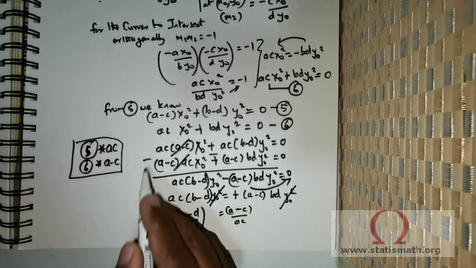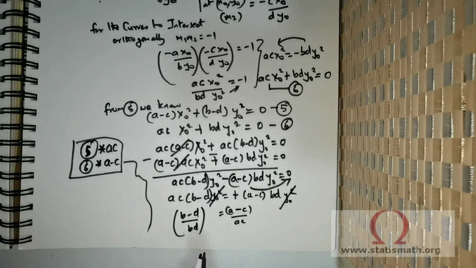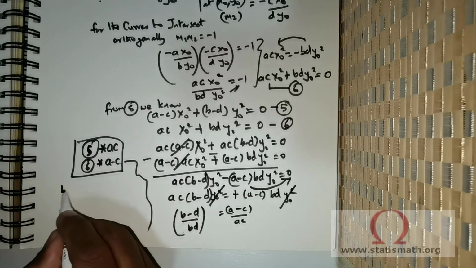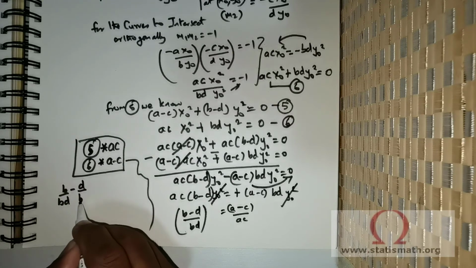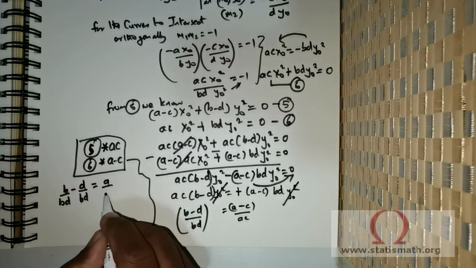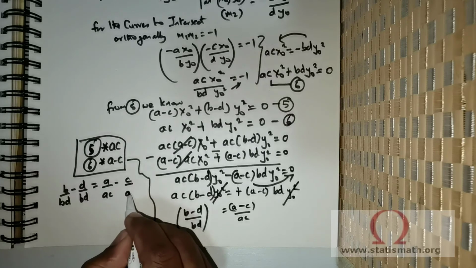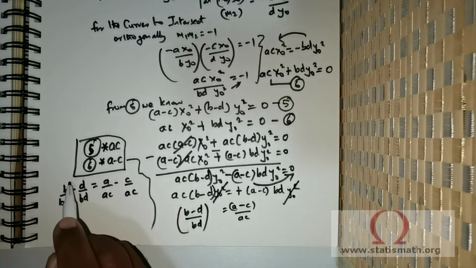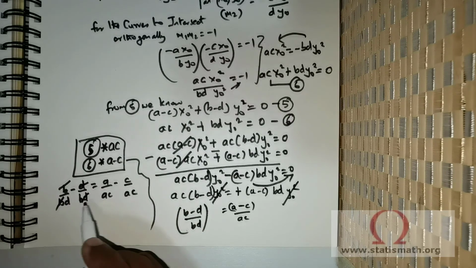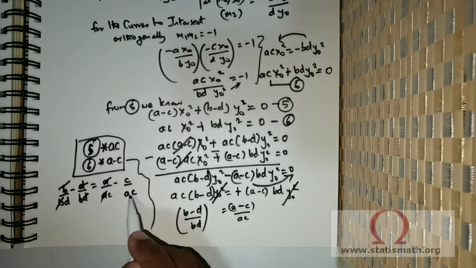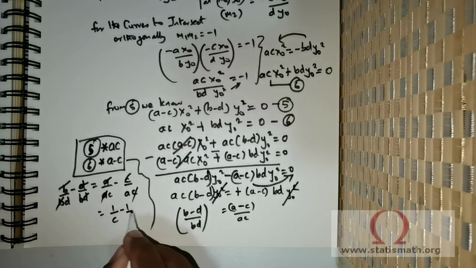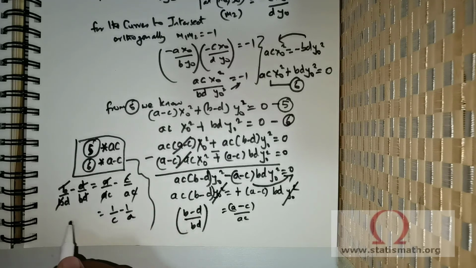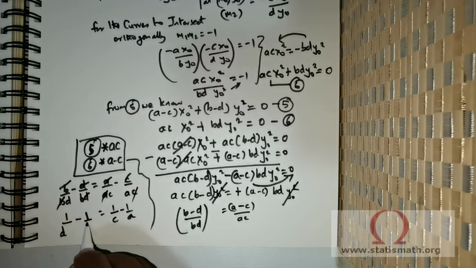Now from algebra, I can rewrite this as b divided by BD negative d divided by BD is equal to a divided by AC negative c divided by AC. Now the b's can be cancelled here, the d's can be cancelled here, the a's can be cancelled here, the c's can be cancelled here, giving me 1 over c negative 1 over a on the right. On the left, I would get 1 over d negative 1 over b.